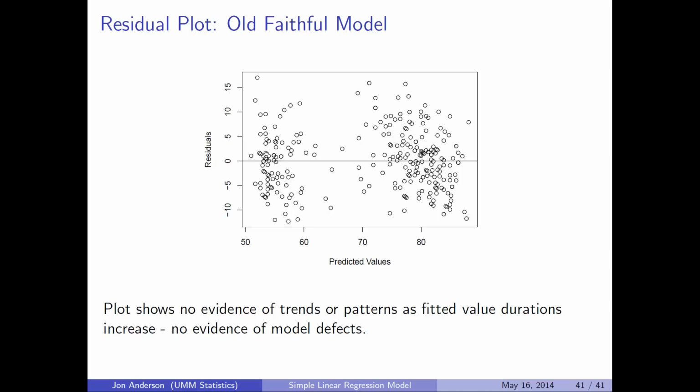This is a nice looking residual plot because the residuals are evenly spread right around 0. There's no notable upward or downward trends or patterns in this residual plot, suggesting that the simple linear regression model is a reasonable explanation for the scatter plot that we've been looking at in this data example.